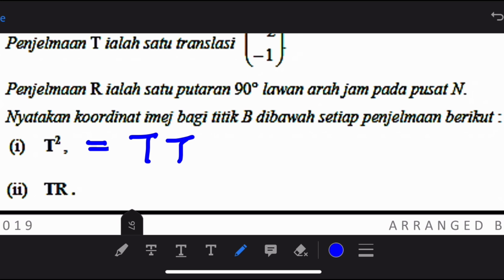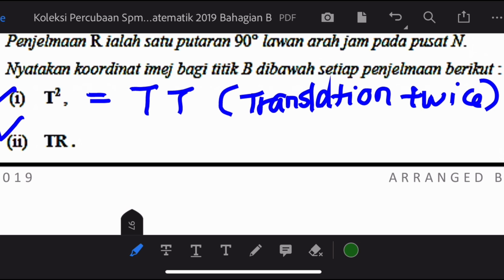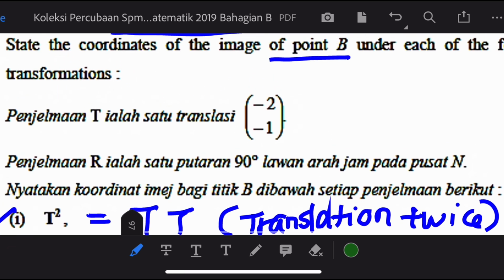You have two transformations and you perform both. We perform the second one first, followed by the first one. The second one is T and the first one is also T, so it doesn't matter. It means you do translation twice. So we have completed T2. You can try later using addition twice. I taught you already. And this one is a combined transformation of TR.